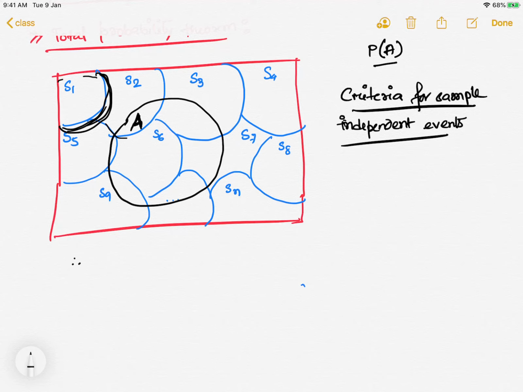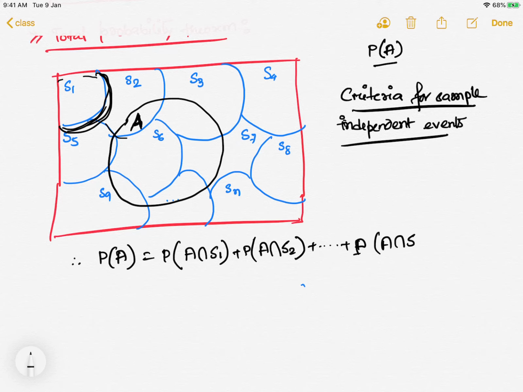So probability of A we can write as probability of A intersection S1 plus probability of A intersection S2 plus probability of A intersection Si. Let's say there are I sample spaces in a plane. Let's say A touches every sample point here, here. Let this be an event.